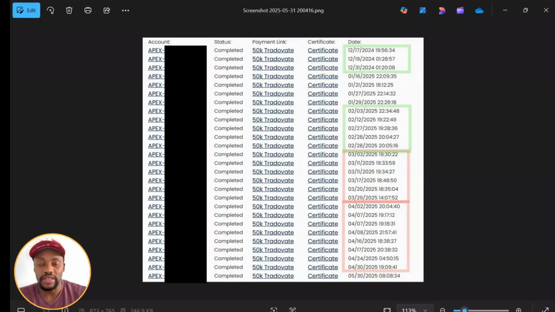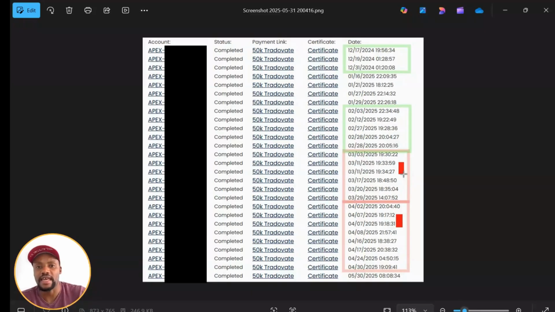What about me? Well, this is my account. And you can see these are all the evals that I've passed. You can just see, like, in the month of April alone, I passed 1, 2, 3, 4, 5, 6, 7, 8 evals in the month. There were certain days where I actually passed 2 evals in a day. Like on this day right here, I passed 2 evals on the same day.